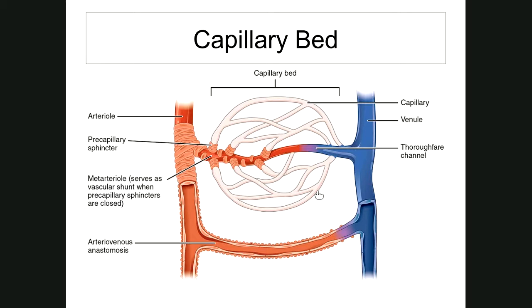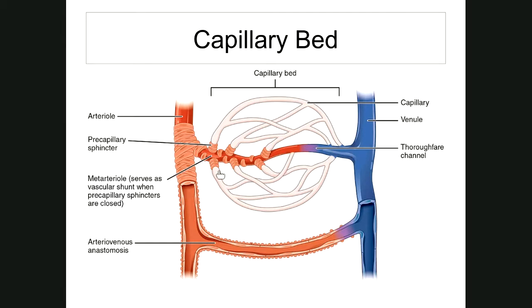Now, when we were talking about capillaries, the true capillaries meander. They wander around before they go from one side to the other side. But your next blank is called a metarteriole, M-E-T-A-R-T-E-R-I-O-L-E. Now over here on the left it says metarteriole. Serves as vascular shunt when precapillary sphincters are closed. Okay, well, a metarteriole just goes from one side to the other. Like it says, a thoroughfare channel, that's a metarteriole. It does not wander. It goes from one side of the capillary straight to the other side of the capillary.